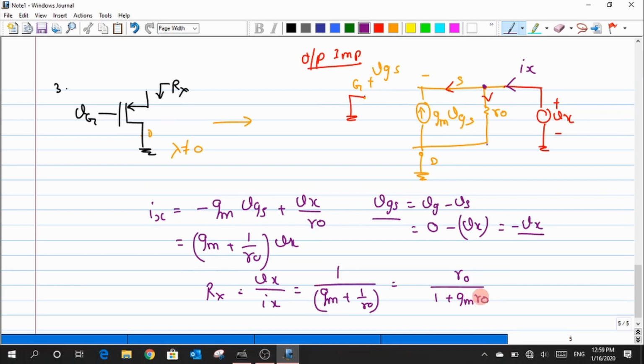Okay, so the output impedance has become R0 divided by 1 plus GM R0, and this combination is pretty simple. One could even further simplify this expression as something like R0 in parallel with 1 by GM. Okay, this is more important for us. It's always better to visualize the impedance that I'm seeing across the source as something like this, as R0 goes in parallel with 1 by GM.